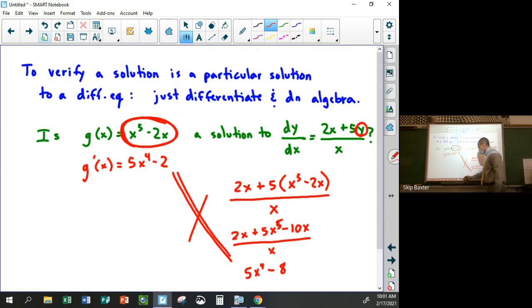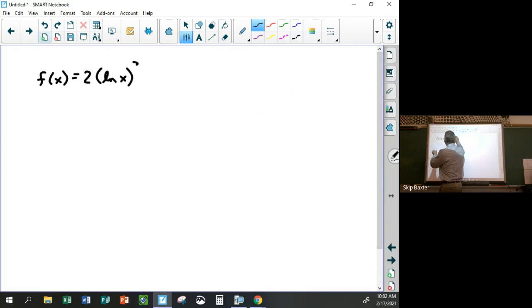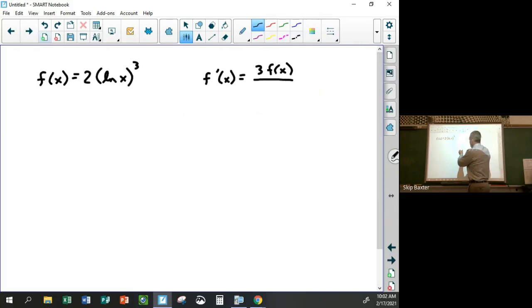All right, let's try another one. What if they said f of x equals 2 times ln x cubed, and they want to know if that's a solution to f prime of x equals 3f of x over x ln x. Is it a solution to this?